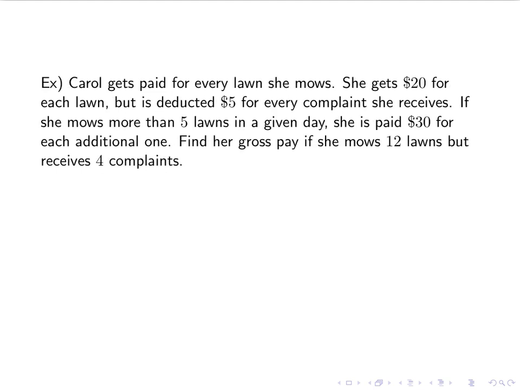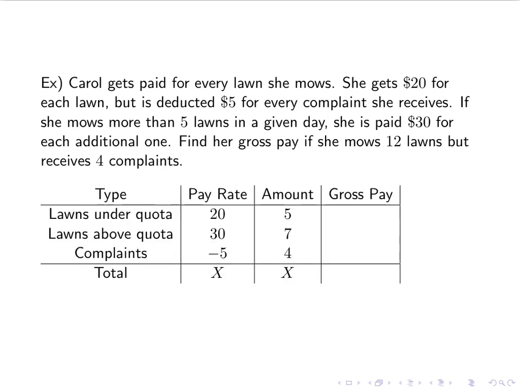For our last example, Carol gets paid for every lawn she mows. She gets $20 for each lawn, but is deducted $5 for every complaint she receives. If she mows more than 5 lawns in a given day, she's paid $30 for each additional one. Find her gross pay if she mows 12 lawns but receives 4 complaints. Again, we have the 3 different types: lawns under quota, lawns above quota, and complaints. The pay rates: $20, $30, and negative $5.